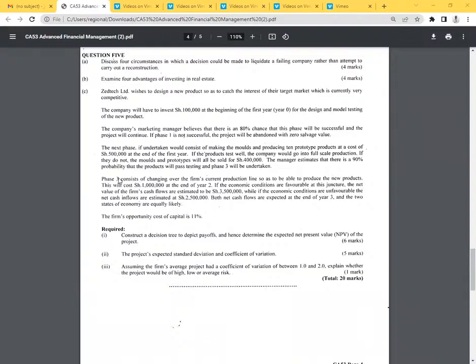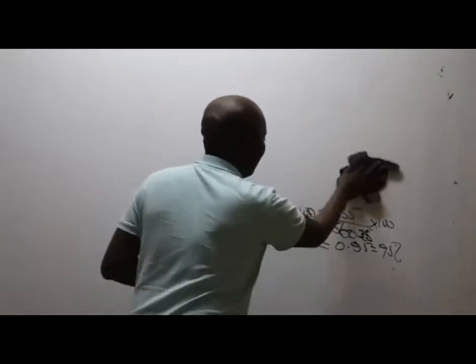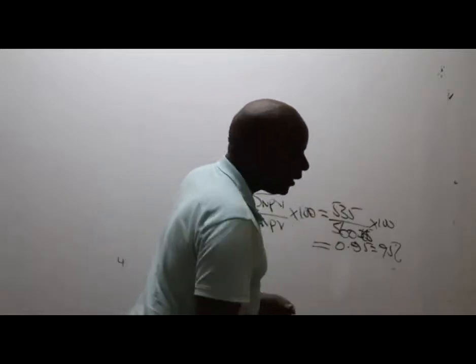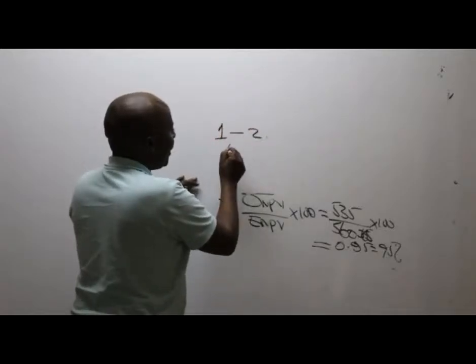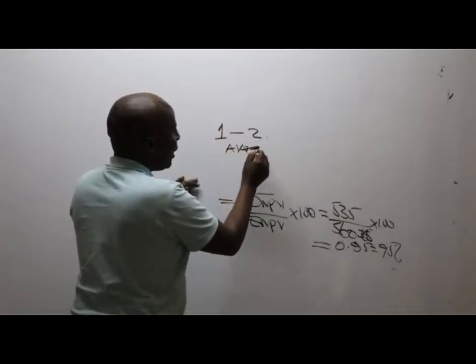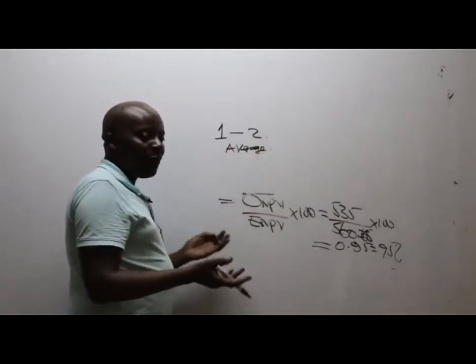Ah, great. Now, ladies and gentlemen, remember they are giving us the average CV. They are telling us that if the CV falls in between here, then we talk of a medium risk. The risk will be average.